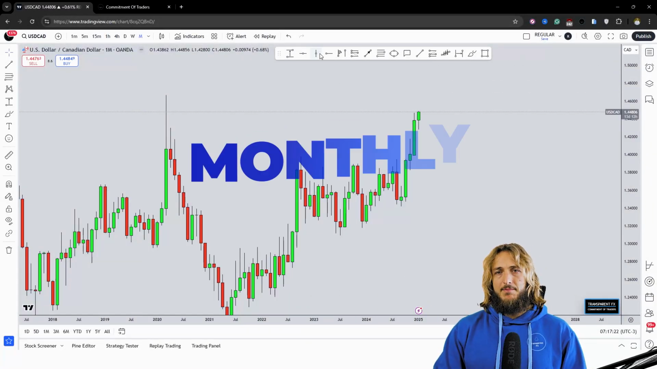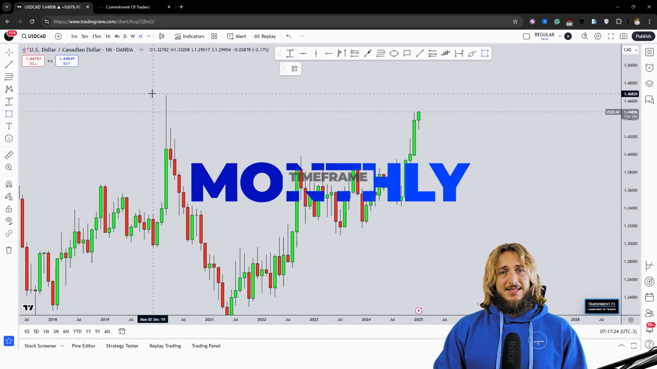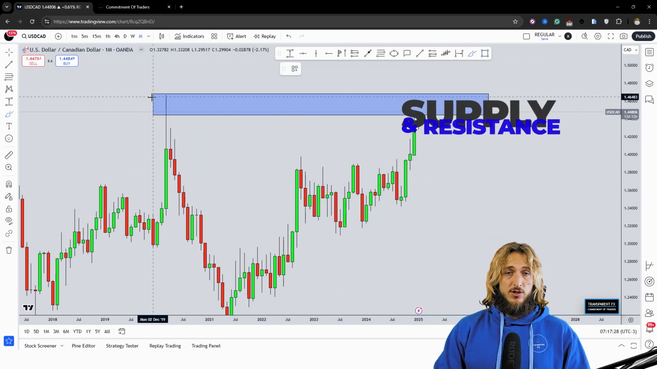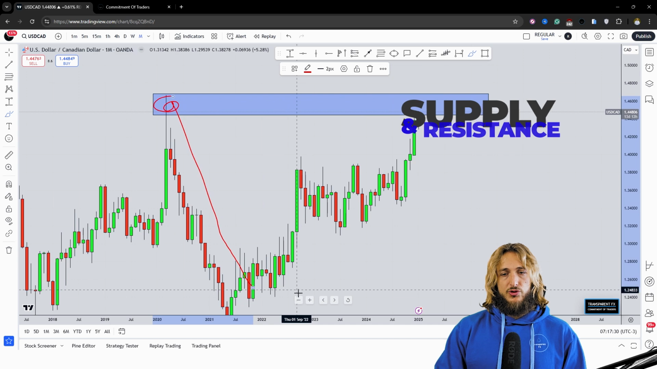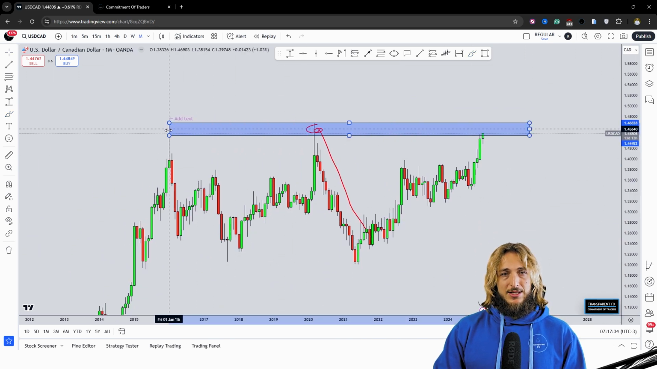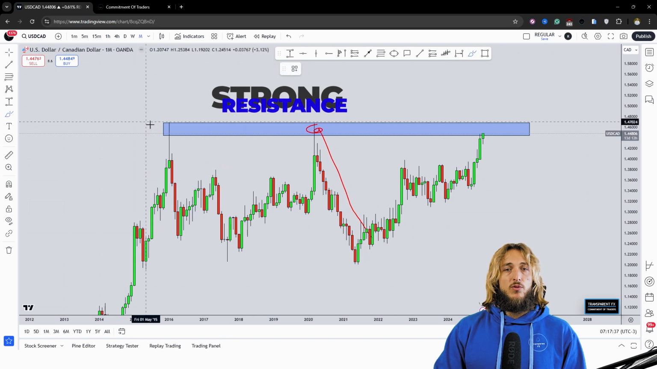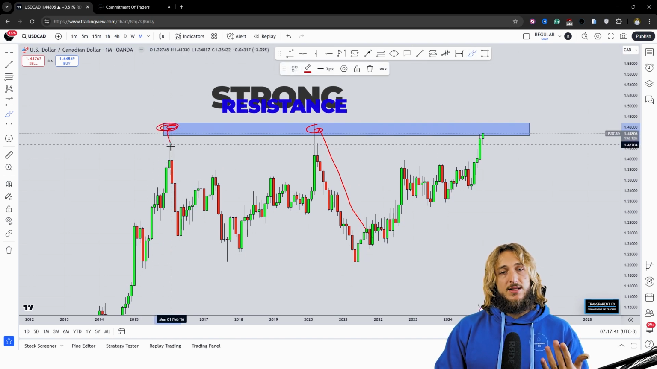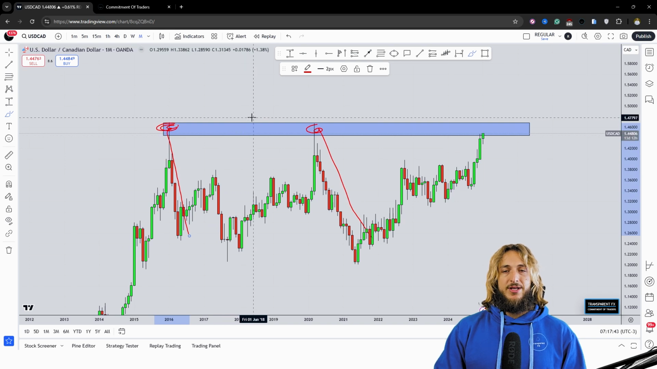Now, starting from the monthly time frame, what we can see is that the market is currently approaching exactly the previous supply zone from which all this massive push to the downside was created. If we extend this level to the left, we can see that previously this level was already established as a quite strong resistance and supply zone before all this push to the downside started.